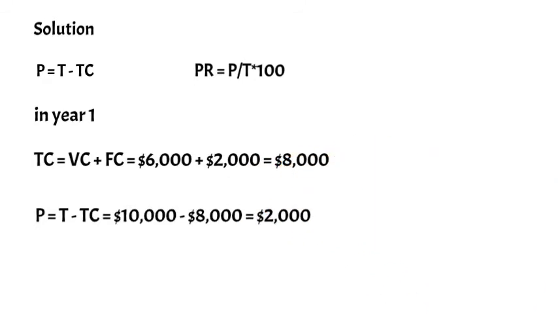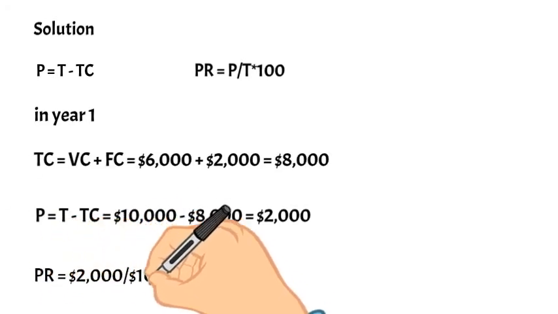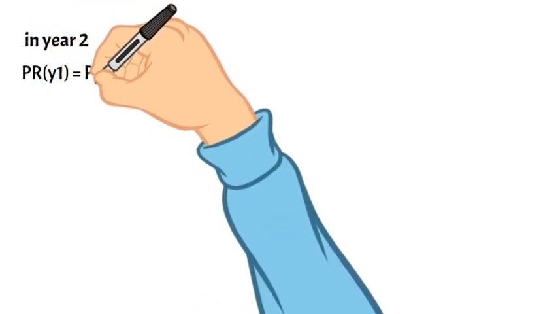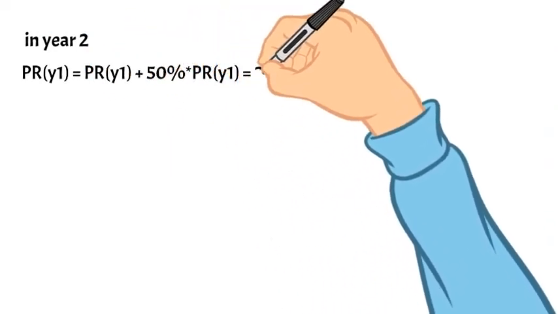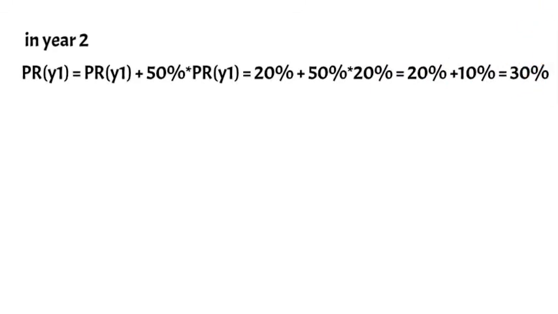This lets us calculate the profit rate. We divide the $2,000 profit by the $10,000 turnover and we multiply the result by 100. The result is 20%. Knowing the profit rate in year 1 we can also calculate it in year 2. The profit rate in year 2 is larger by 50% than the profit rate in year 1. So, it is equal to 20% plus 20% multiplied by 50%, meaning 30%.